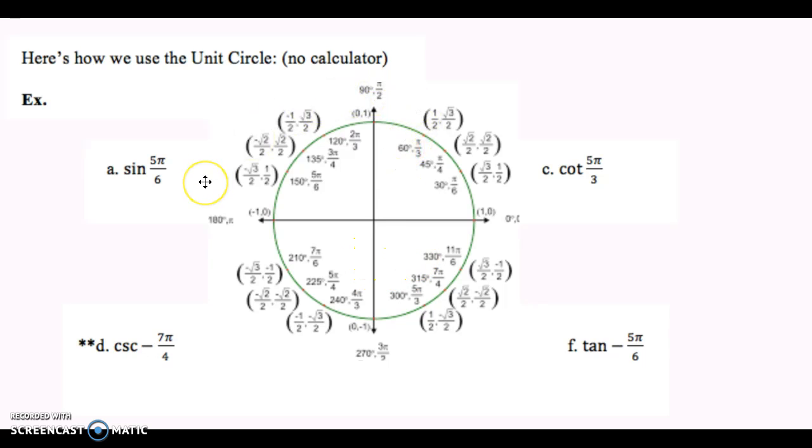I have the unit circle here. I'm going to have you pause the video in a moment to answer these 6 questions, and then when you're ready you'll resume the video so that way you can see the answers.